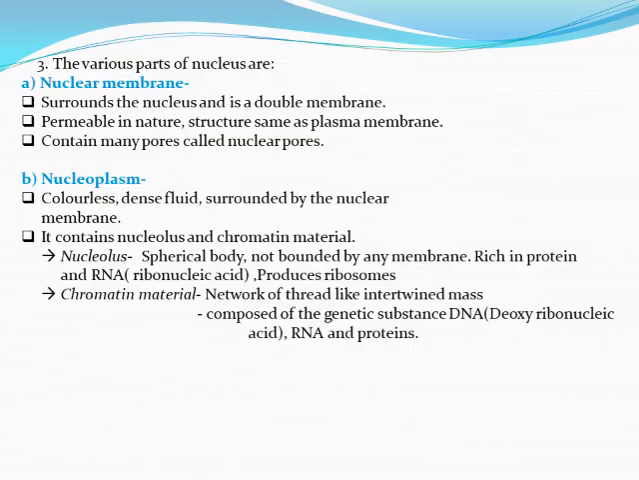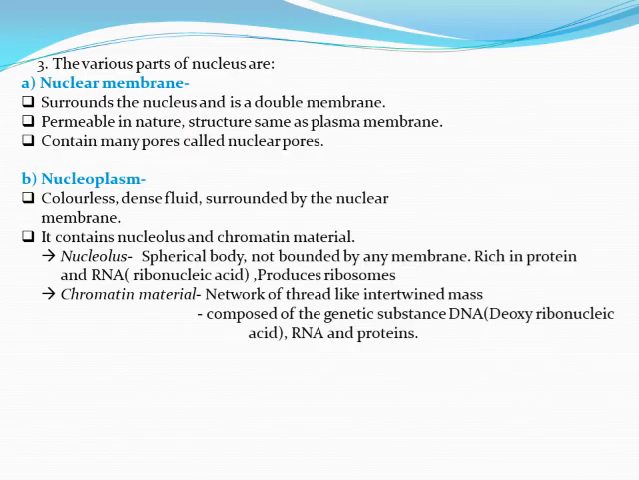Now, permeable in nature. Permeable in nature means it allows things to come in and go out, but selectively. The structure is same as plasma membrane. The structure is not different from plasma membrane. It contains many pores called the nuclear pores. Through these pores also sometimes these materials come in and go out.